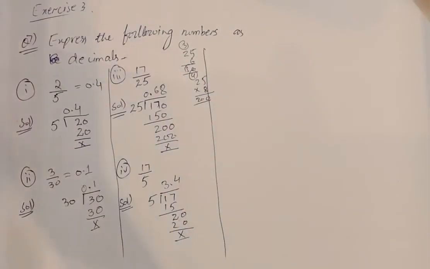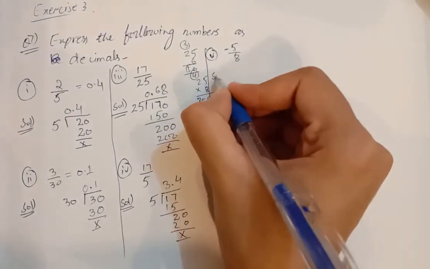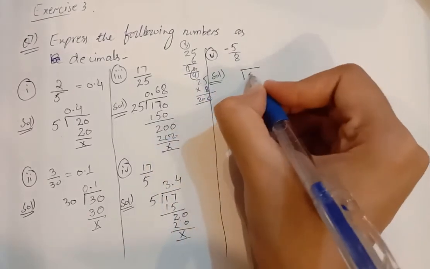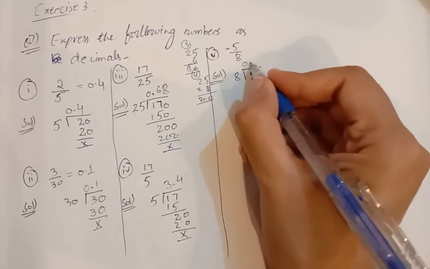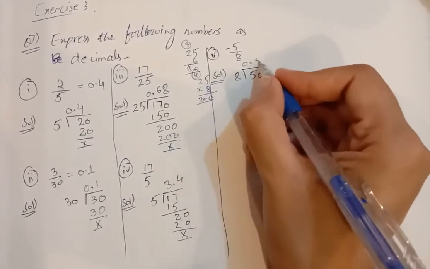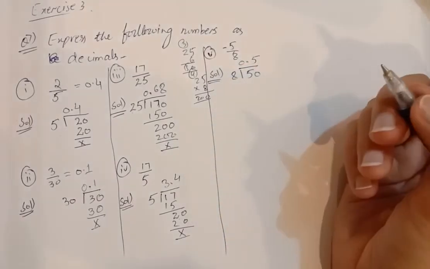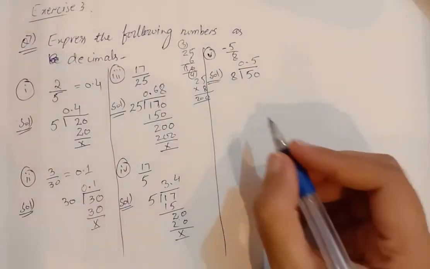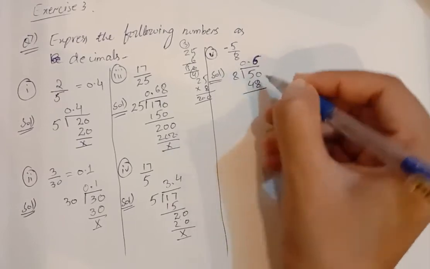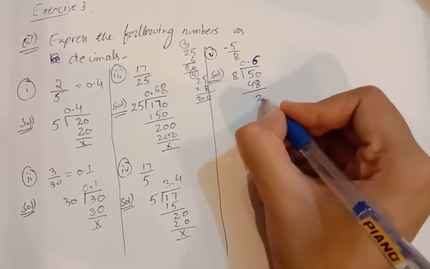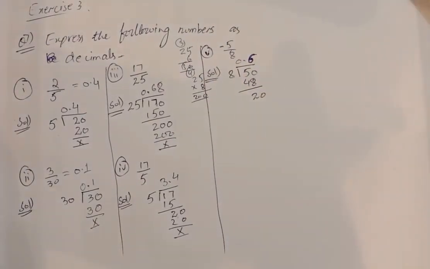Now move towards the next part, which is minus 5 by 8. 5 comes in the bracket and 8 outside the bracket. As 5 doesn't come in the table of 8, we place a 0. 5 8s are 40. So 8 5s are 40 and 8 6s are 48, 49 and 50. 2 is the remainder, so we place one more 0.